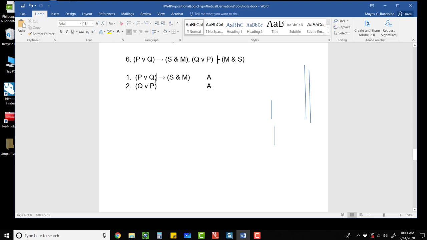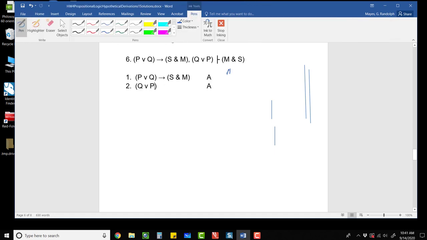Well, how about by showing it from Q or P? In other words, show if Q, then P or Q, and then also show if P, then P or Q.